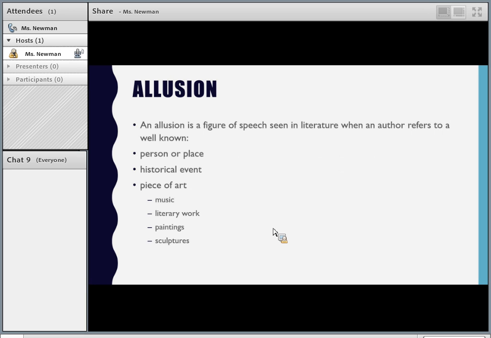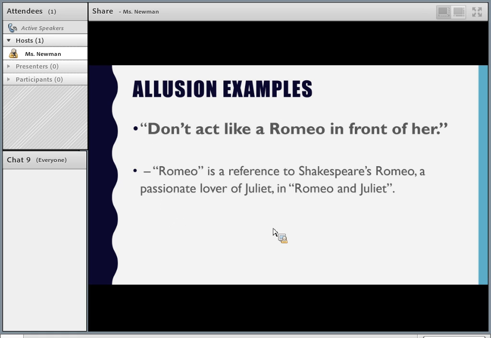So an allusion is a figure of speech seen in literature when an author refers to a well-known person or place, historical event, or piece of art, such as music, a literary work like a book, paintings, sculptures. They're everywhere. Let's look at some examples. So here might be a sentence you might hear with an allusion. Don't act like a Romeo in front of her. Romeo is a reference to Shakespeare's Romeo, a passionate lover of Juliet in Romeo and Juliet. So that's an allusion. It's alluding to the Romeo character in Romeo and Juliet.